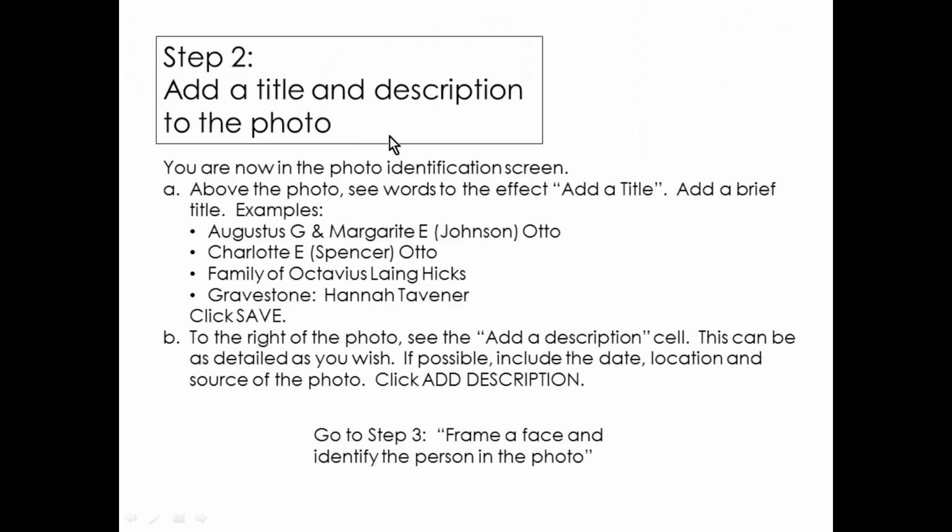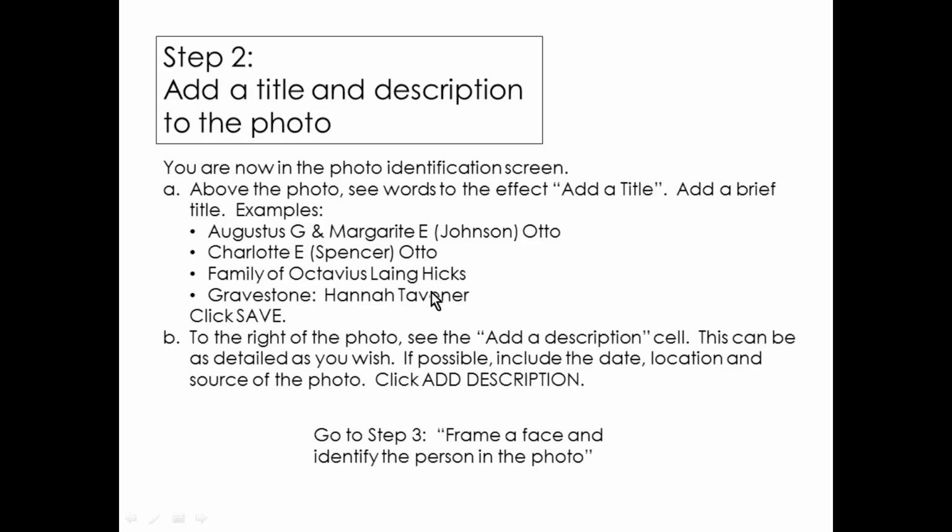Now we get to add a title and description to the photo. From the photo identification screen we were just looking at, and we'll go back to that in only a minute, above the photo we saw the words, add a title. We're going to add a brief title. I'm suggesting these examples. If it's a husband and wife, this would be her maiden name. If it's a wife who has married, her husband is not in the photograph, we're recording both of her names. This is not going to change the name that's shown on her person page. It's exclusively for this photograph.